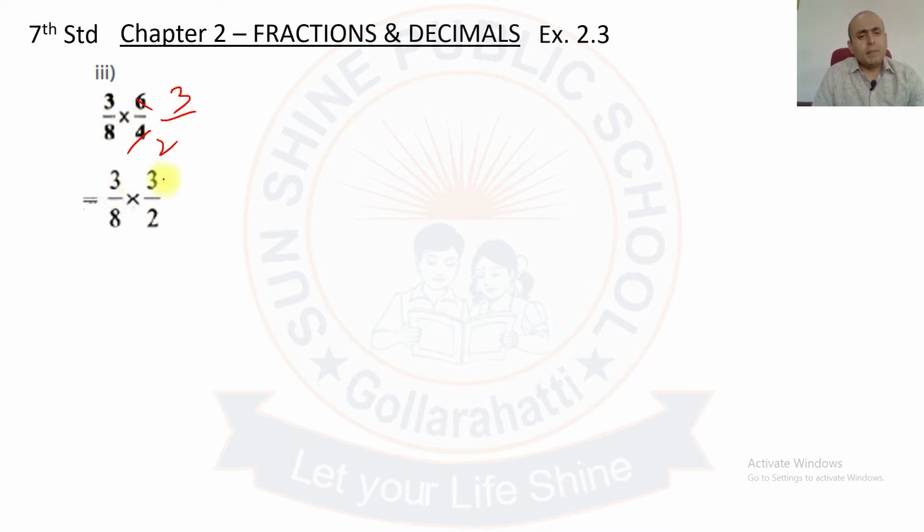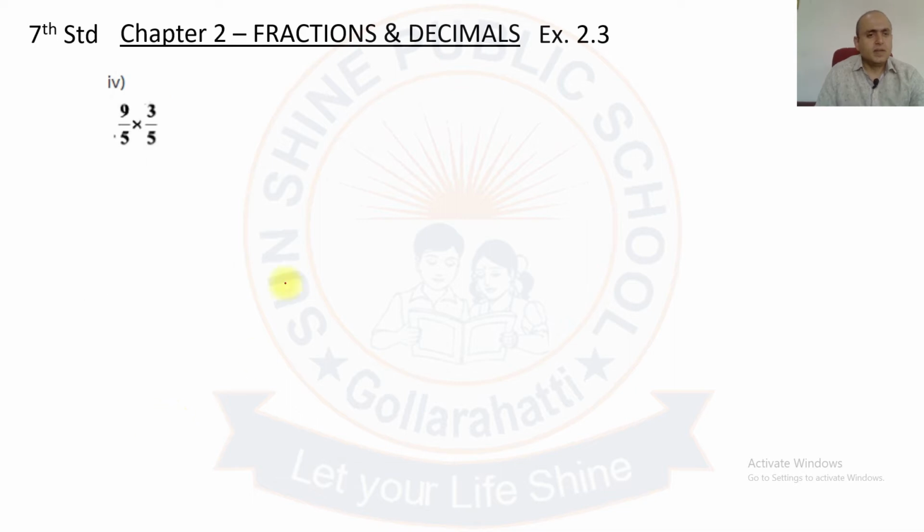Therefore, now we can multiply numerator to numerator and denominator to denominator, that is 3 into 3 by 8 into 2. Now 3 3s are 9 and 8 into 2 is 16. Now this number 9 by 16 we cannot reduce further or simplify. Therefore, this will be the final answer.